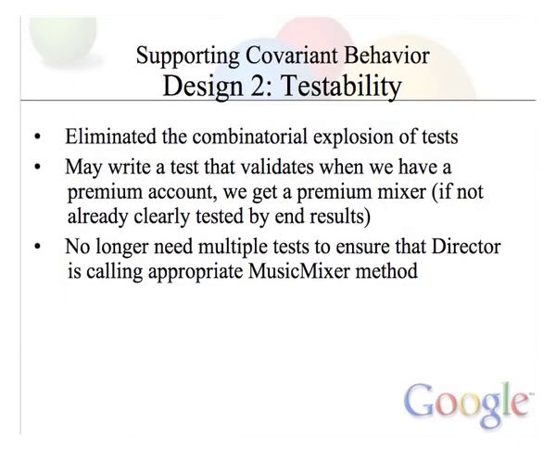This also helps us with testability. We've now eliminated the combinatorial explosion of tests. We don't need multiple tests to ensure that the director is calling the appropriate music mixer method because now we've consolidated that into single methods per feature. We may end up writing a test that validates when we have a premium account, we get the appropriate mixer, but it may already be tested by our end-to-end tests.